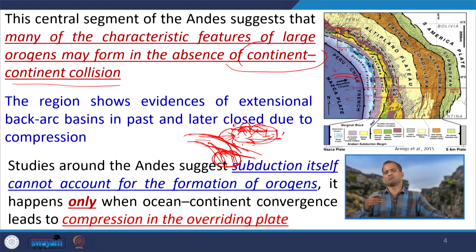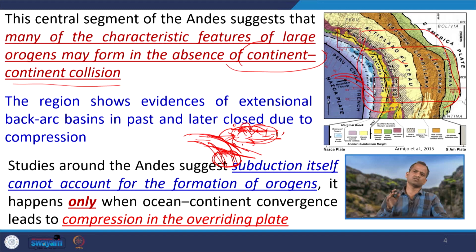So, that means before this, this region of the central Andes has undergone different phases of back arc extension. So, we have different sedimentary basins, horsts and grabens existing earlier. But nowadays, what is happening due to the convergence of the Nazca plate here is that it is a shallow dipping plate which is going down. So, it is experiencing a compressional tectonic regime.